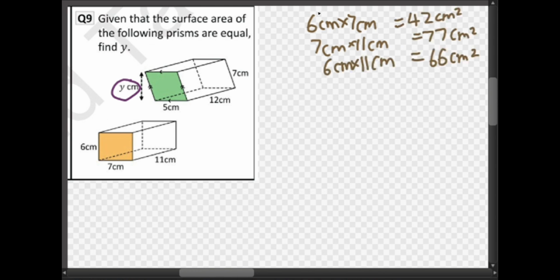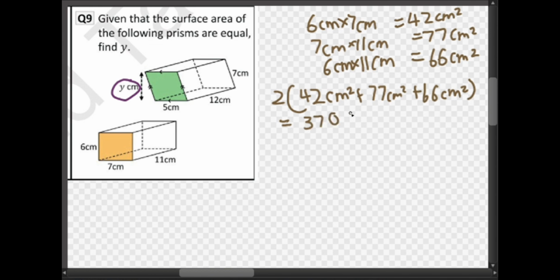So to find the surface area, it's 2 times 42 cm² plus 77 cm² plus 66 cm², and the answer we will get is 370 cm². Now that we found the surface area, it means that the surface area of the prism on the top is also 370 cm².